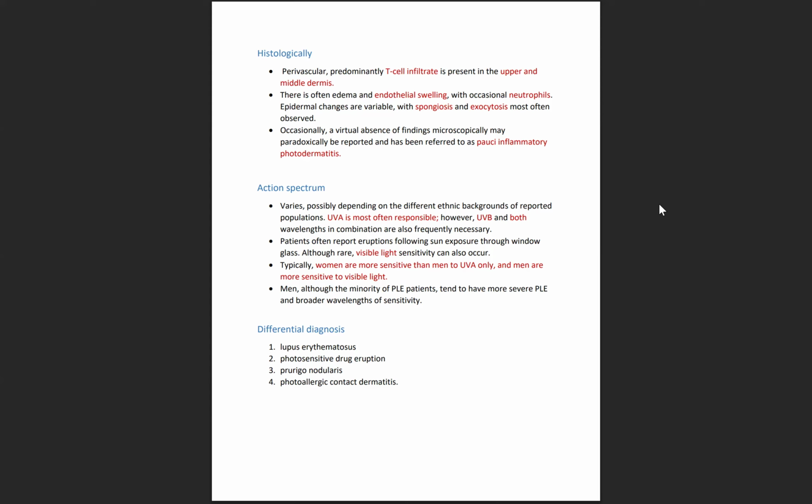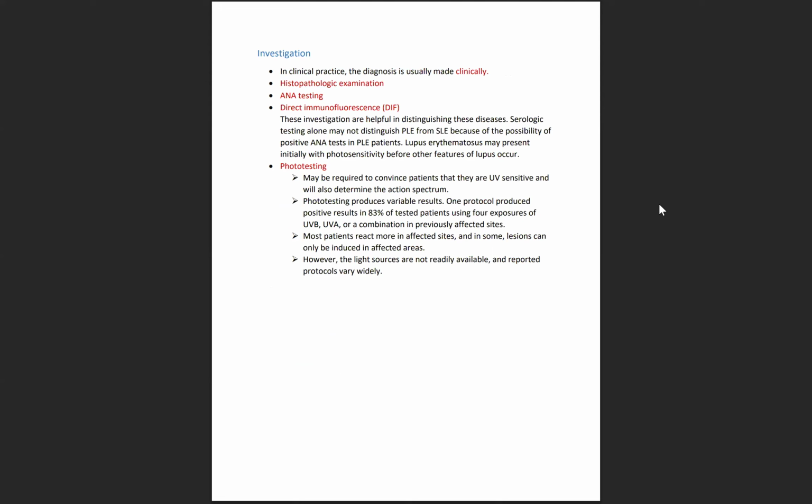Differential diagnosis, we said: lupus erythematosus, photosensitive drug reaction, prurigo nodularis, and photoallergic contact dermatitis. Investigation. In clinical practice, the diagnosis is usually made clinically. Possibly histopathological examination, anti-nuclear antibody testing, for differentiating from others, or direct immunofluorescence. These investigations are helpful in distinguishing these diseases, which are the differential.